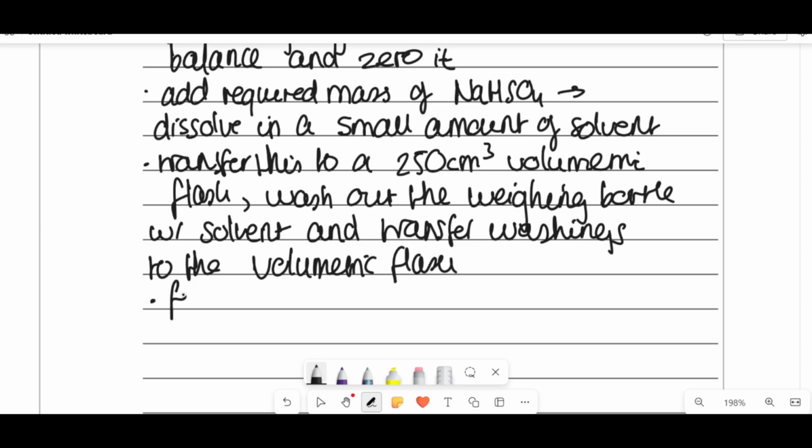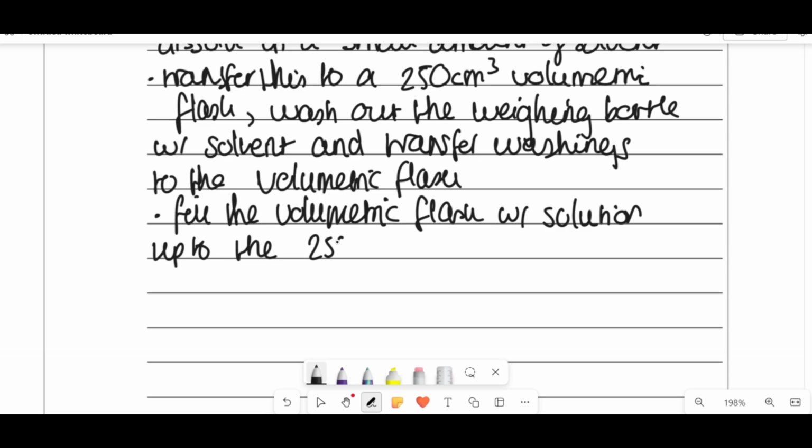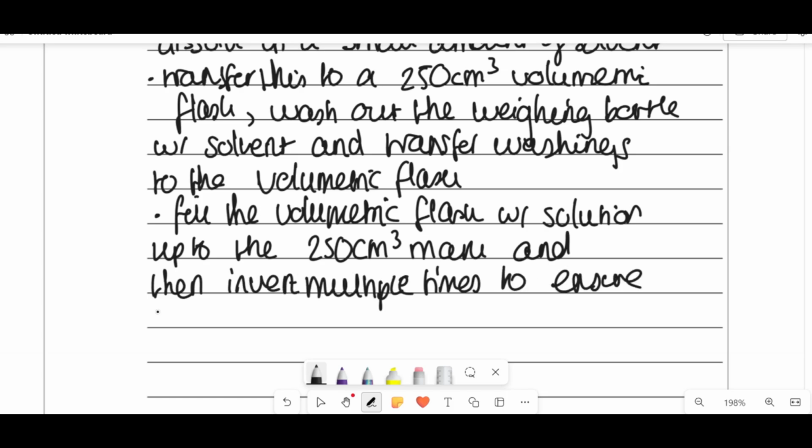Then you fill the volumetric flask with your solution up to the 250 cm³ mark, and then invert multiple times to ensure thorough mixing. This also means that it's all evenly distributed, but you have to say all of those steps. That's the only way to do it.